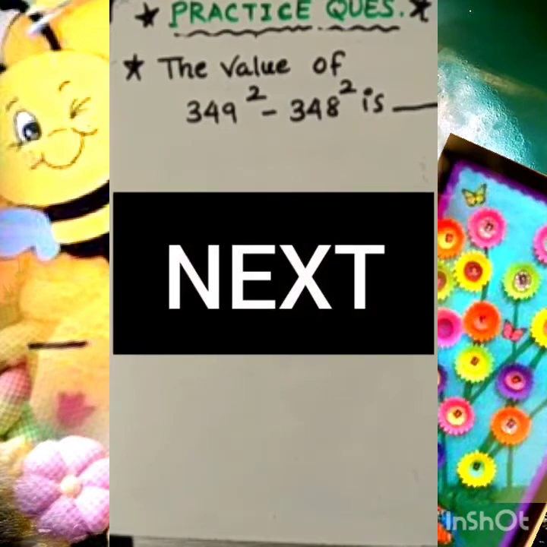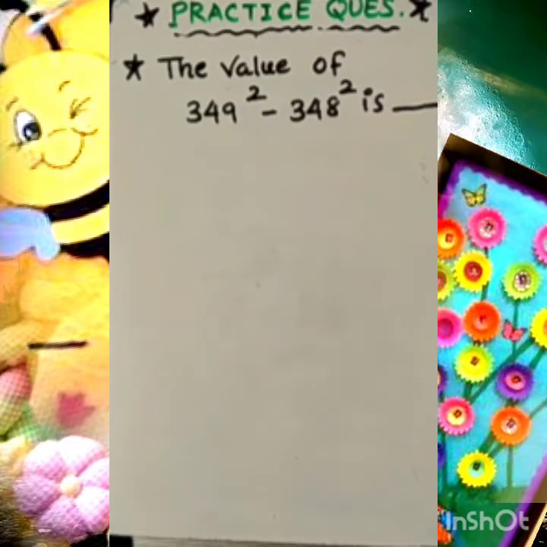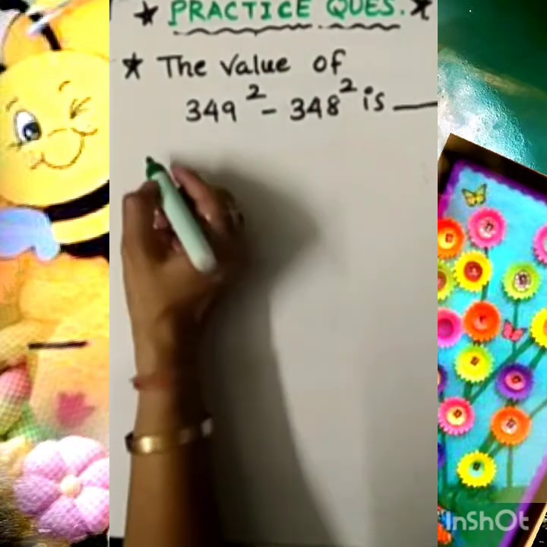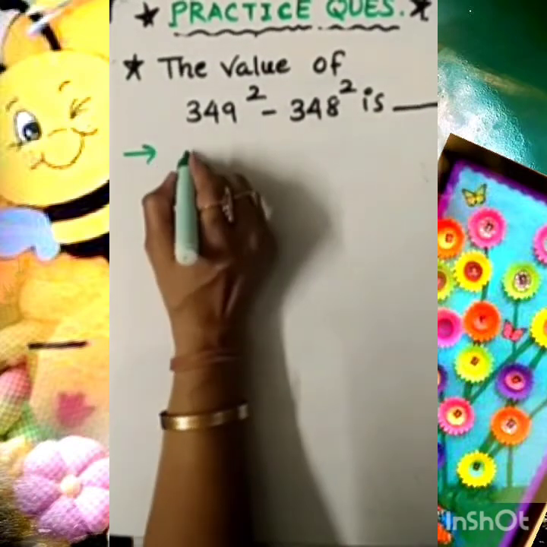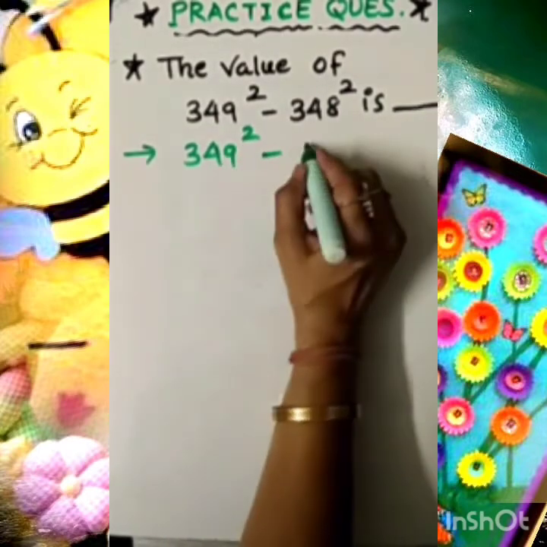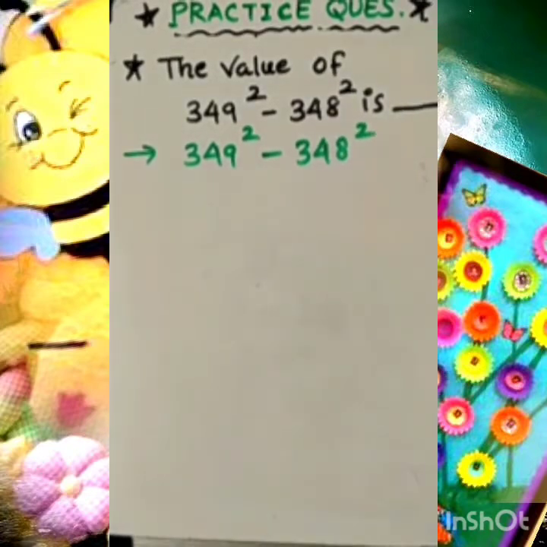Next, the value of 349 whole square minus 348 whole square is dash. Fine. 349 whole square minus 348 whole square. It's the value we have to write. Okay, so how to do? Very simple, very easy. If you multiply 349 into 349, you will get the answer. If you multiply 348 with 348, you will get one answer. And when you subtract, then you will get the answer.